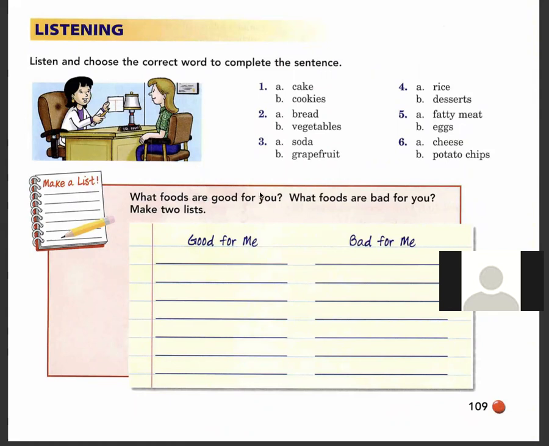All right, here we go. Listen. Listen and choose the correct word to complete the sentence.